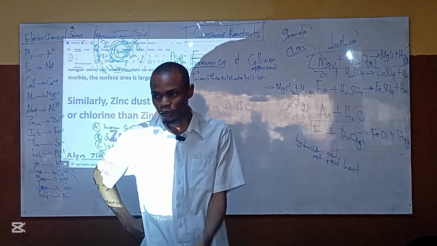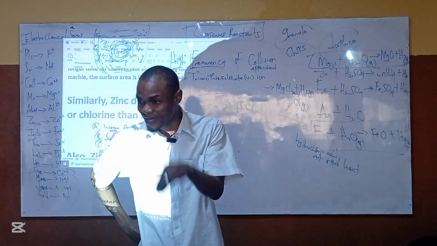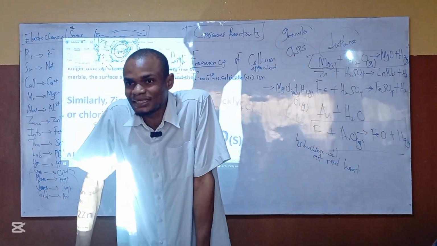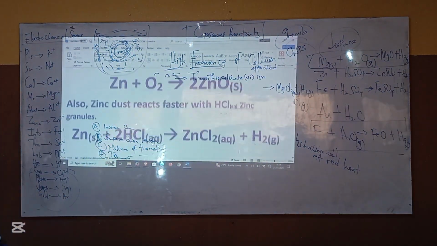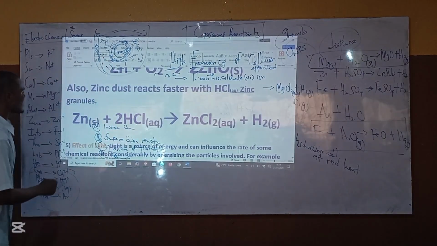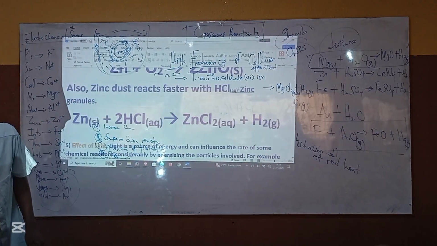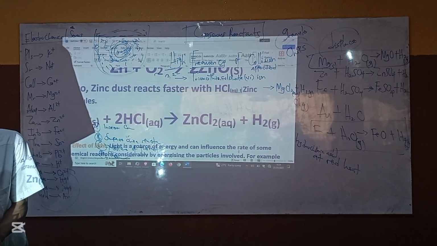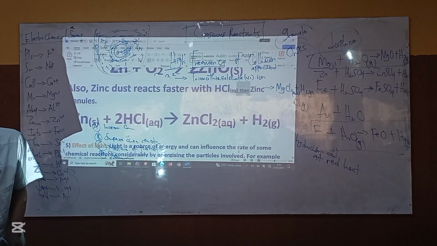I get it now. Zinc can burn in oxygen, zinc can burn in chlorine. But it will burn faster if you use zinc dust than zinc granules. Also, zinc dust reacts faster with hydrochloric acid than zinc granules.